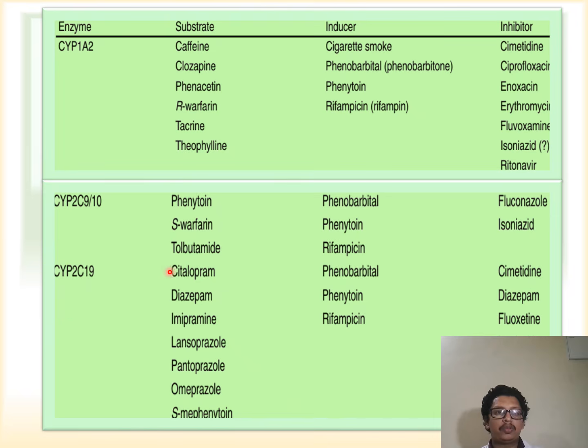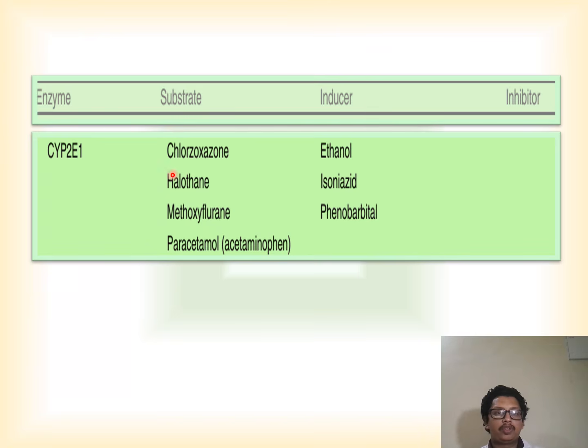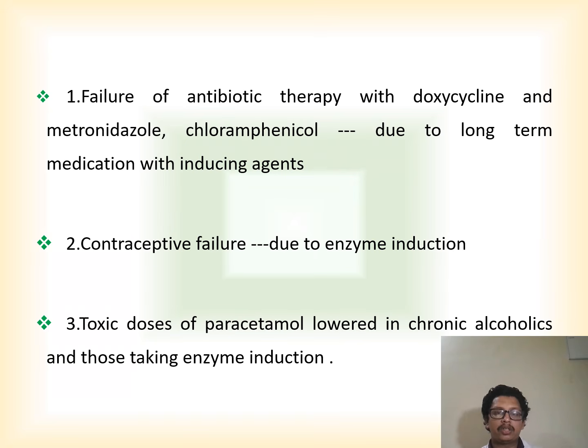CYP2C19, diazepam is a substrate, phenytoin is an inducer, and fluoxetine is an inhibitor. CYP2D6, amitriptyline is a substrate, fluoxetine, paroxetine, sertraline like SSRIs and venlafaxine are inhibitors. And CYP2E1, halothane is a substrate, ethanol, isoniazid, phenobarbital are inducers.